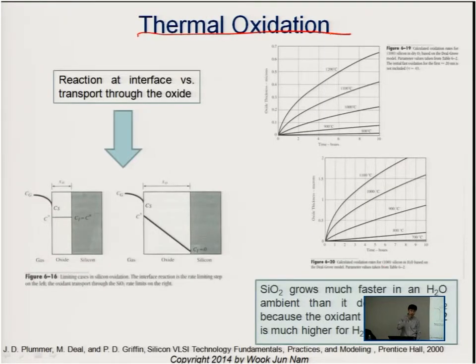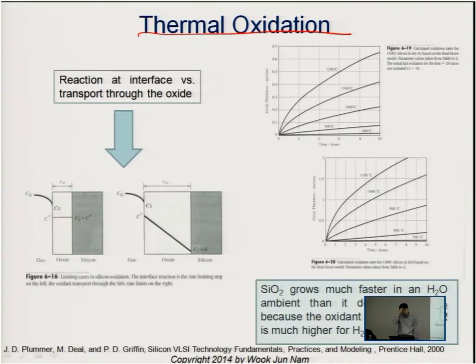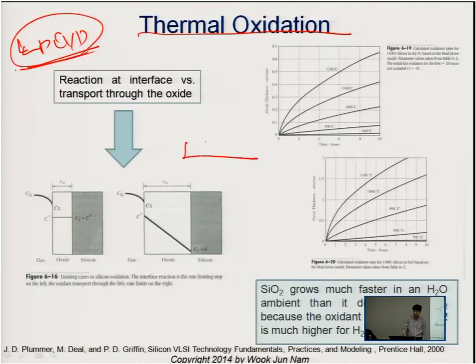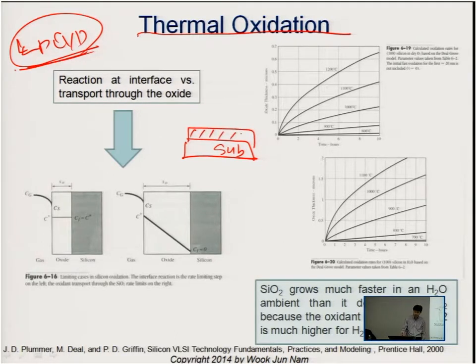Thermal oxidation is very similar to LPCVD, but the major difference is that with LPCVD, it does not matter what kind of substrate you are using; you can just deposit totally new materials on a substrate. With oxidation, you consume some of the substrate. Silicon dioxide is one example.